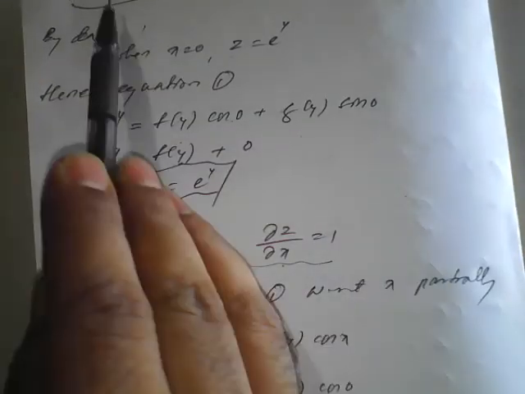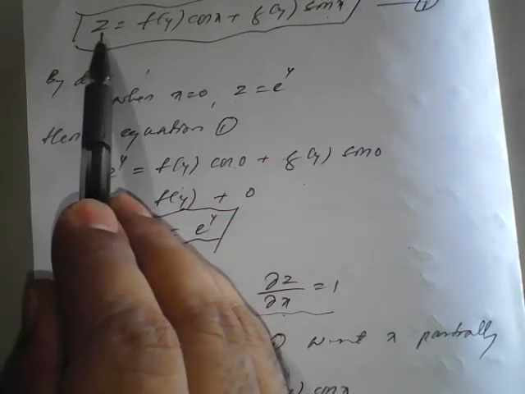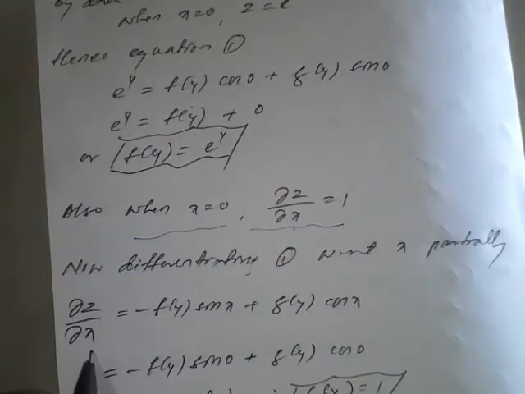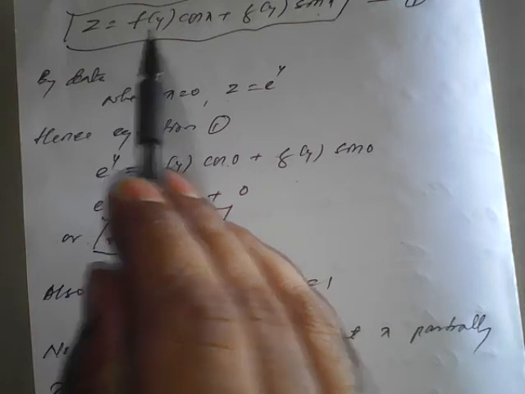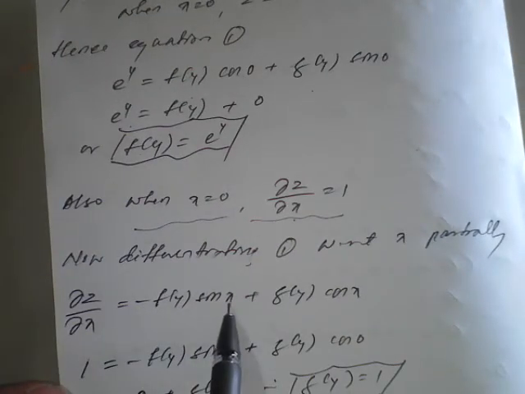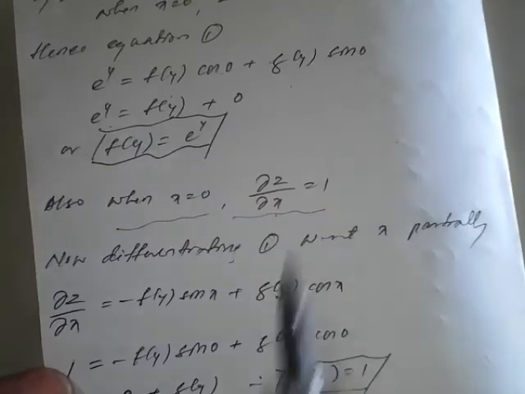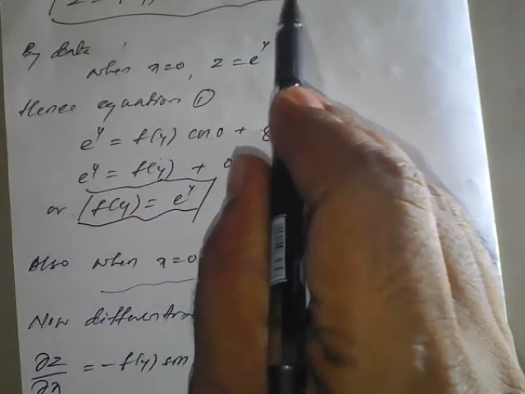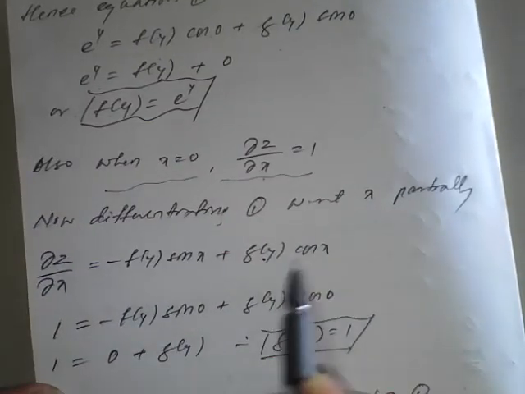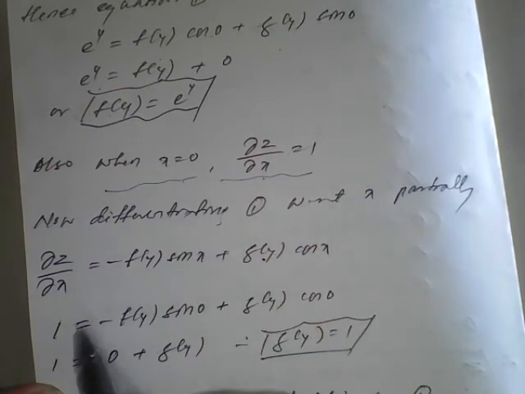See, I had done here. So this z will become dou z by dou x. f of y is a constant. The partial derivative of cos x is minus sin x, plus g of y is a constant, keep as it is. The partial derivative of sin x with respect to x is cos x. So simplify, or else you can apply these conditions directly here.